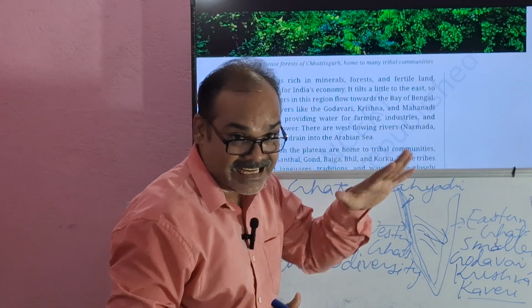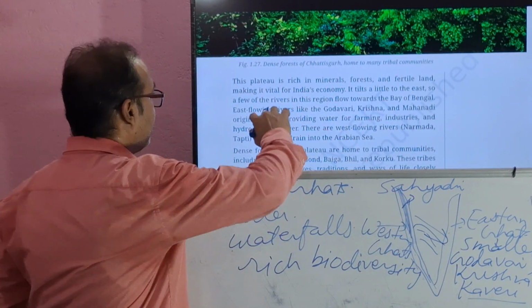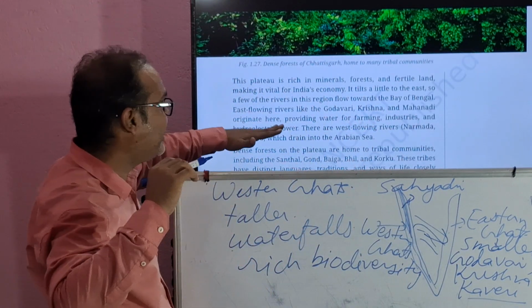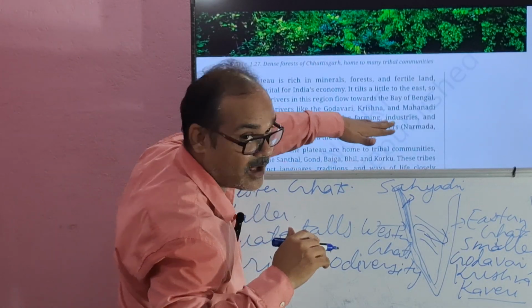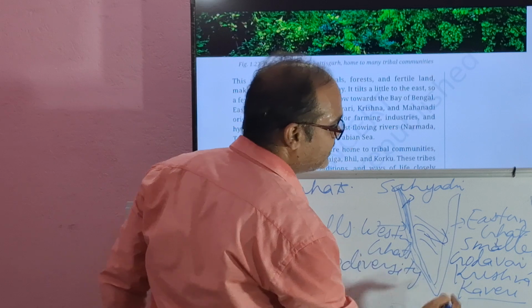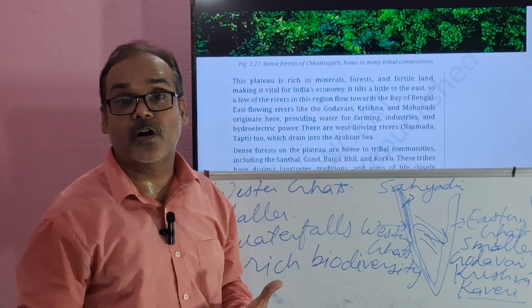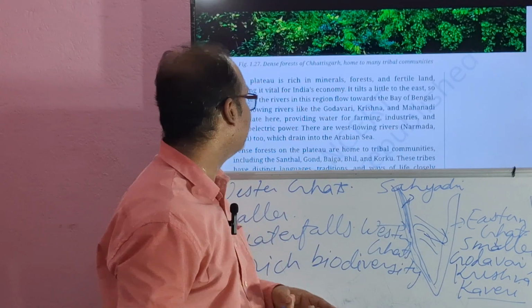East flowing rivers: Godavari, Krishna, Kaveri, and Mahanadi. They originate here, providing water for the farming industries and hydroelectric power. What are the uses of these rivers? The water is used to generate electricity.